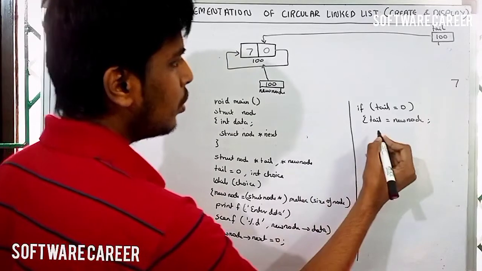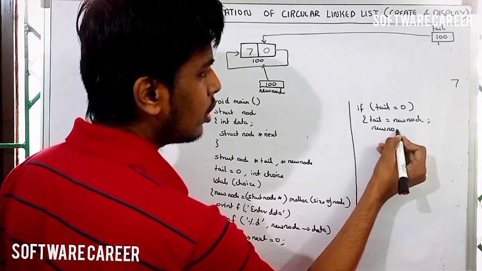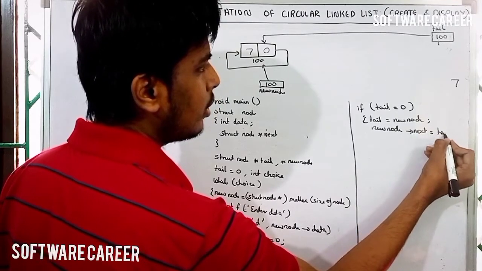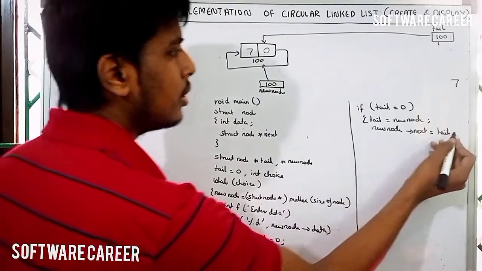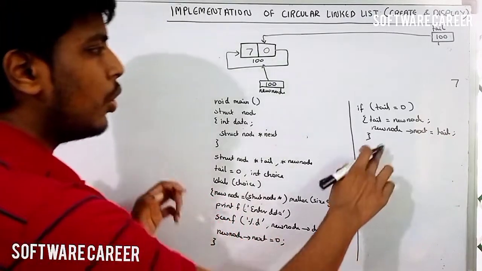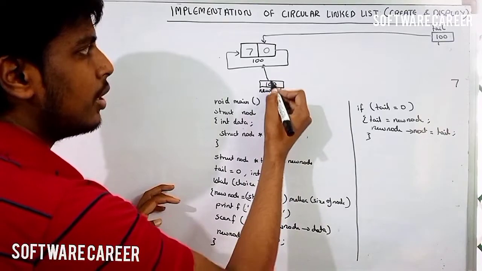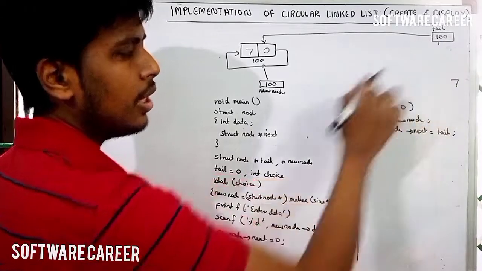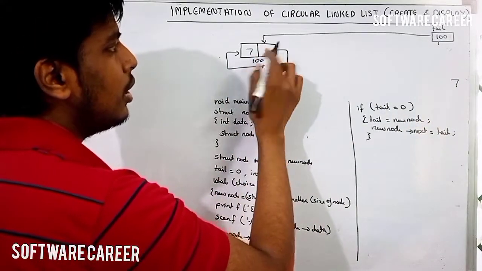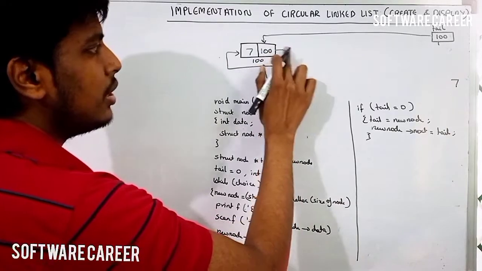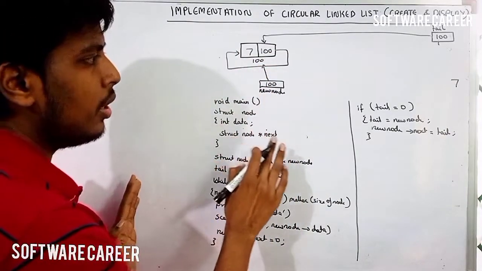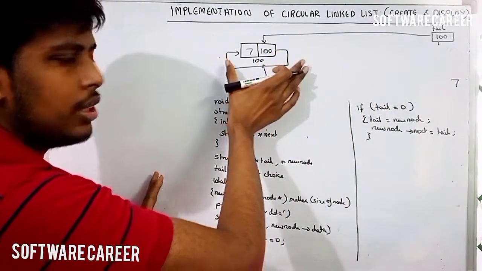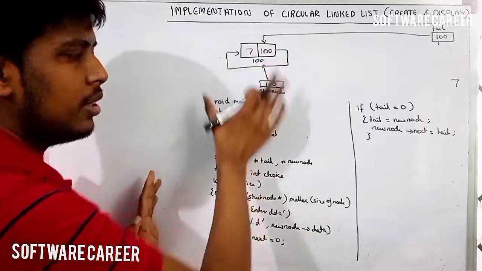See here. Now new node next equals to tail. Now what is new node next? New node is 100. 100 next is this part. Now in this part you should store the address of tail. Tail is 100. So you are storing 100 here. Now it creates a circular link. This is how you should create when there is no node present in the linked list, that is, you are creating a first and last node in the linked list.